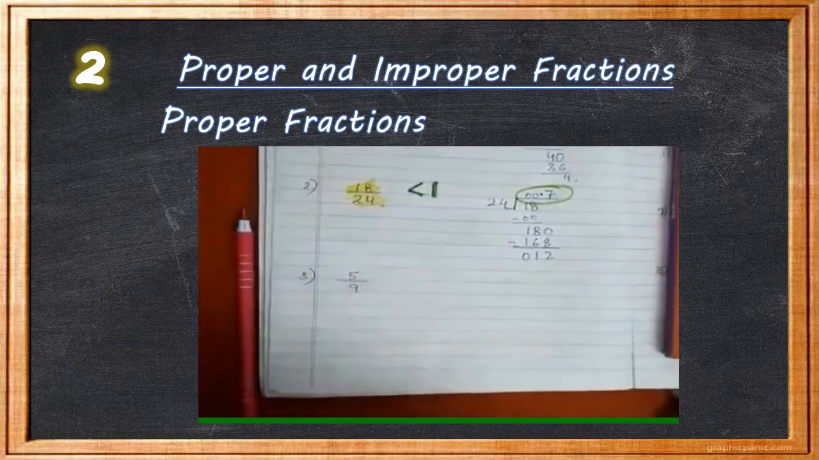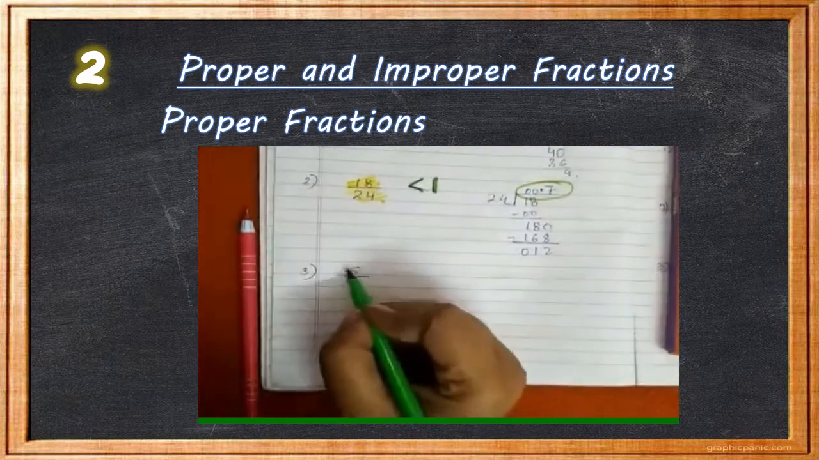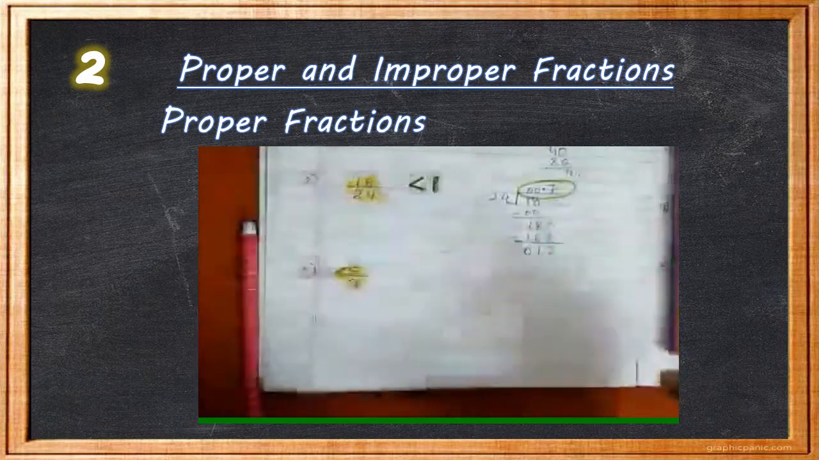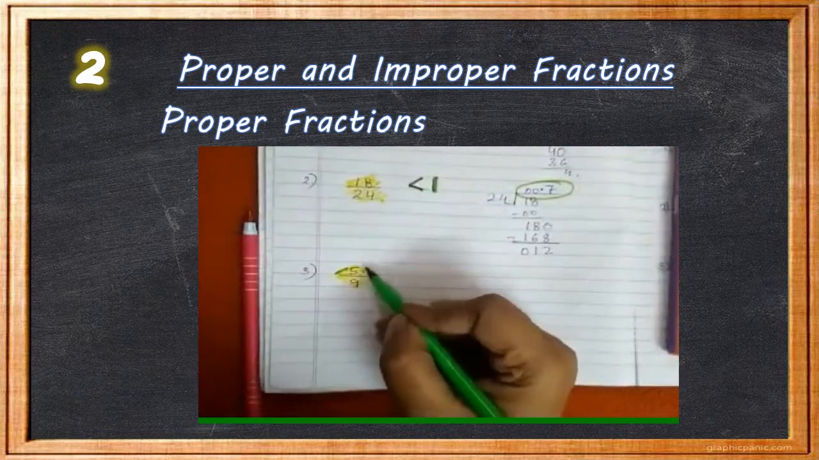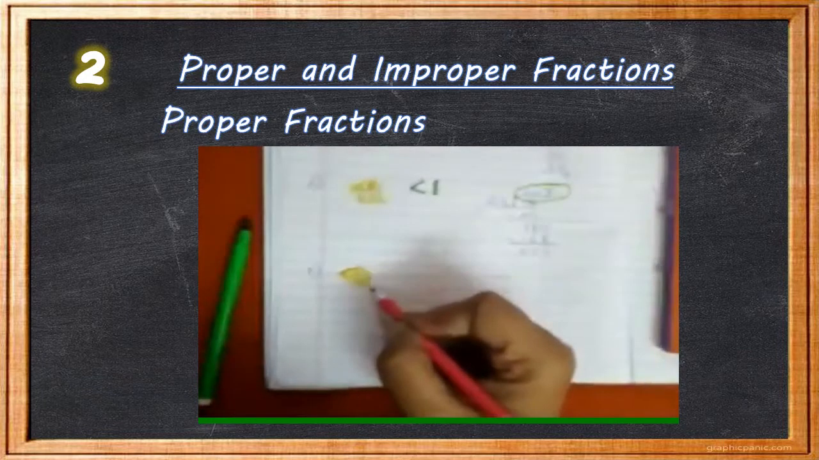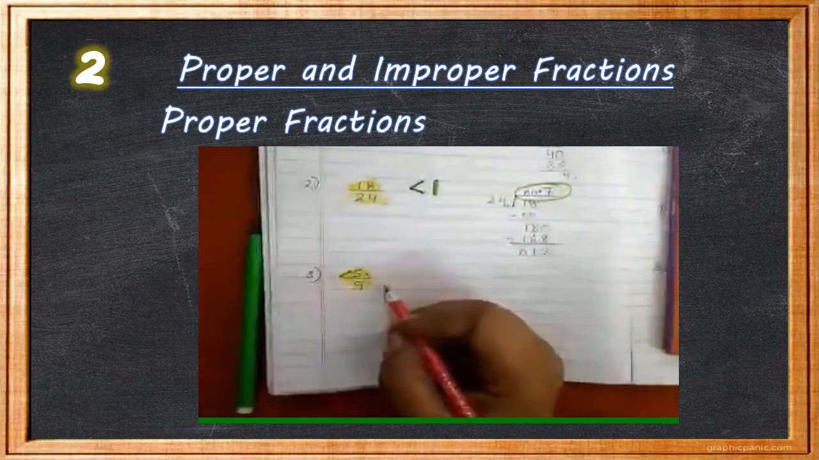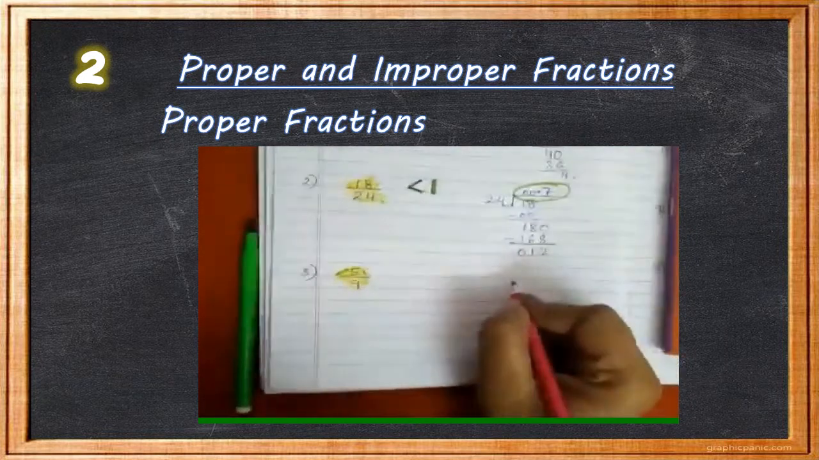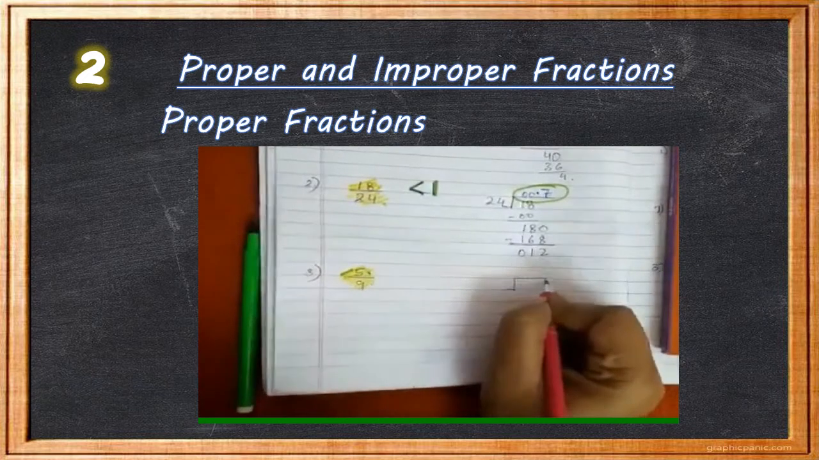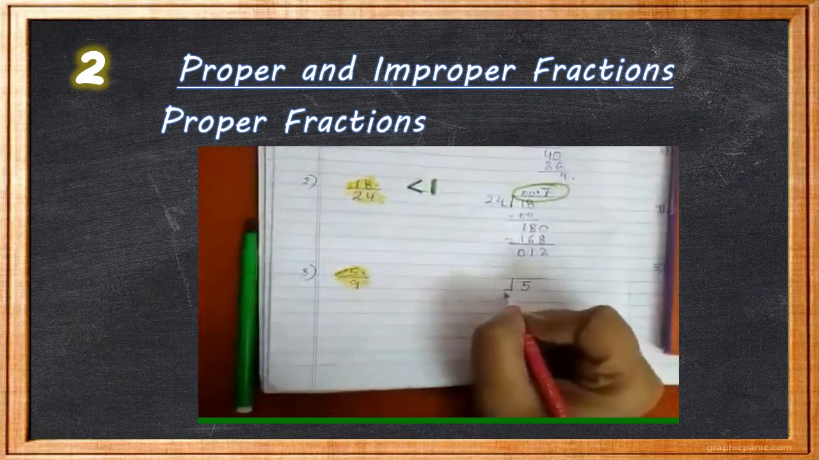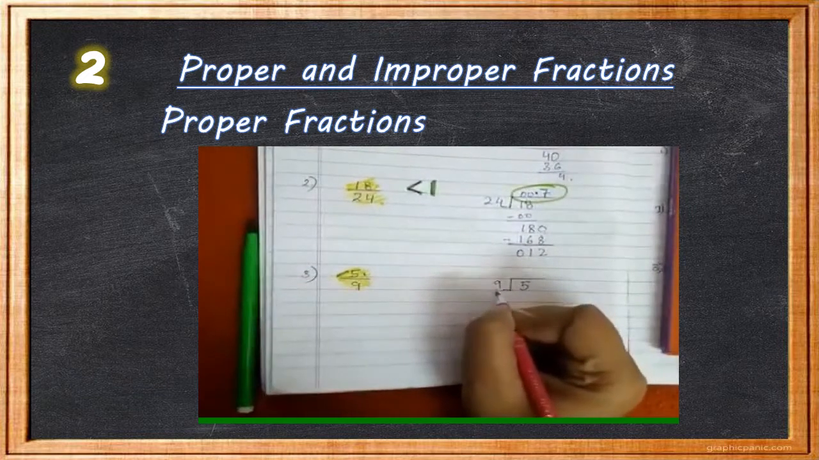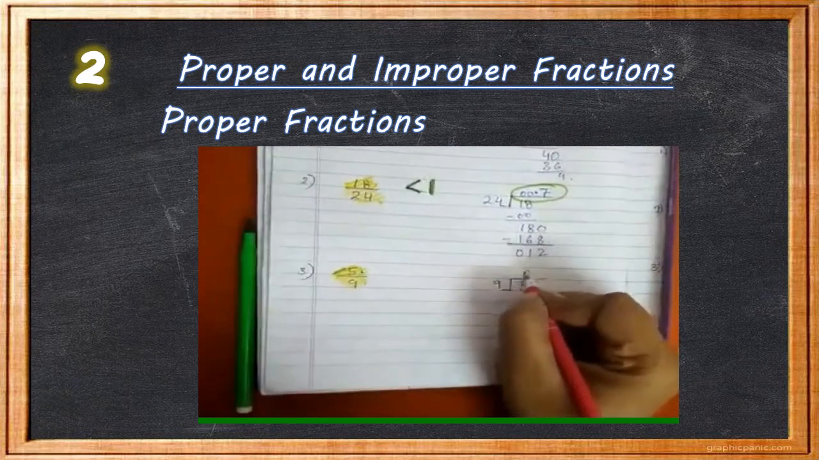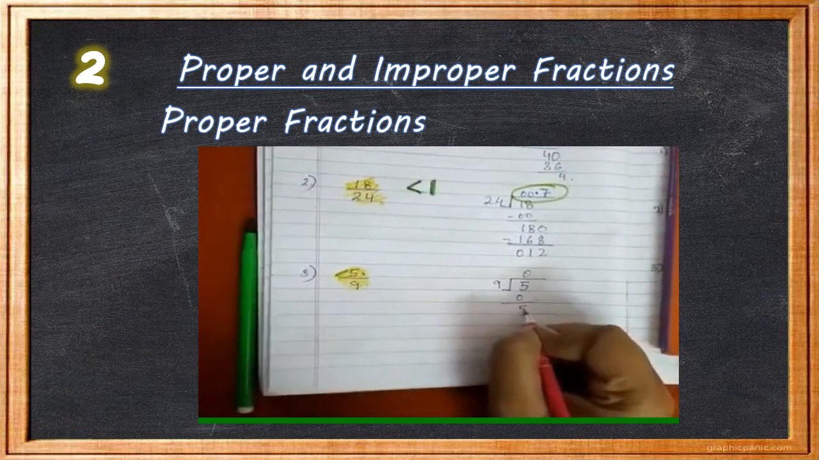Yes. Now see the third example, children. Third example is what? 5 by 9. Yes, children. Now see, 5 is smaller than 9, which means the numerator is smaller than the denominator. So the first point is clear. Now see whether it is less than 1 or not. Again, 5 is a dividend, so I'll be writing 5 in the division box and 9 outside the division box as it is the divisor. So 9 zeros are 0, then I'll be writing here 5.